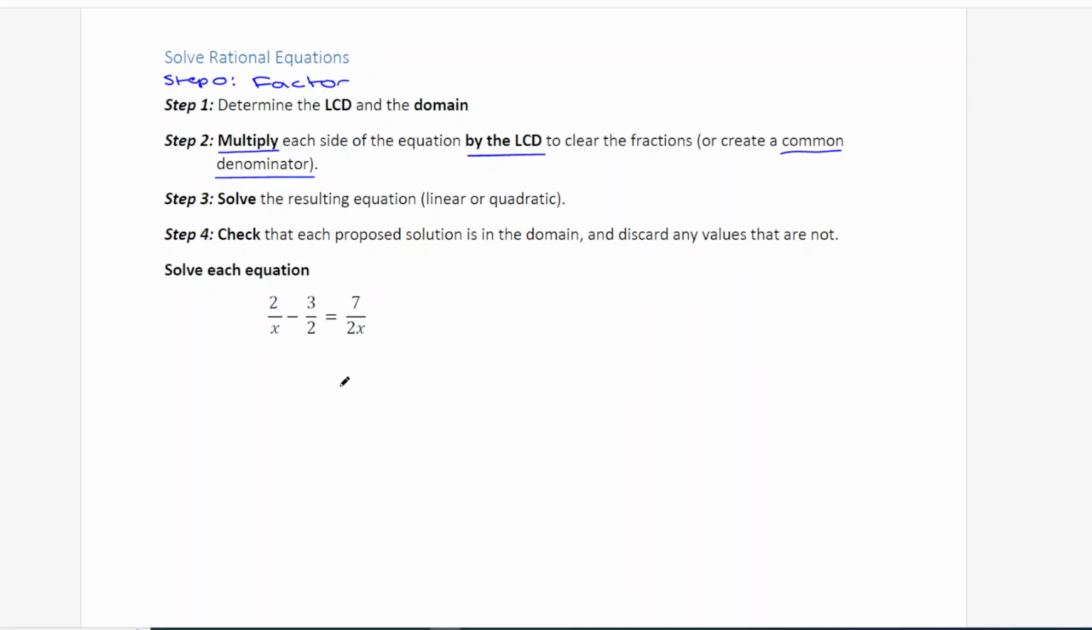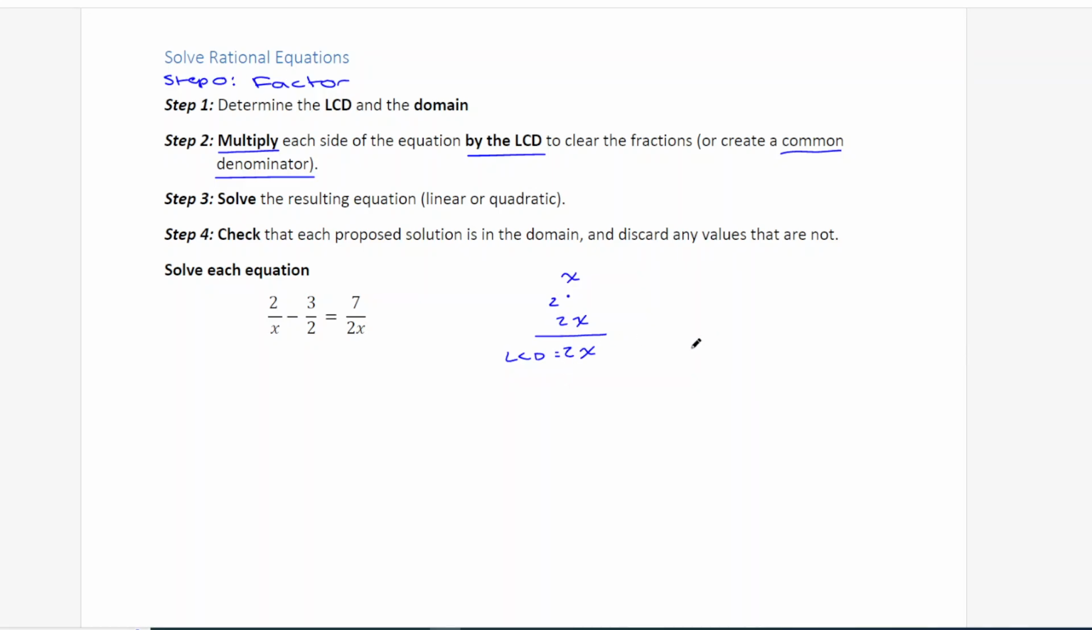So, first equation. Step number 1, factor. Well, there's nothing to factor. So we're going to move on to step number 2, which is step number 1 here, which is to determine the lowest common denominator. I have a denominator of x, I have a denominator of 2, and I have a denominator of 2x. So my lowest common denominator will be 2x.